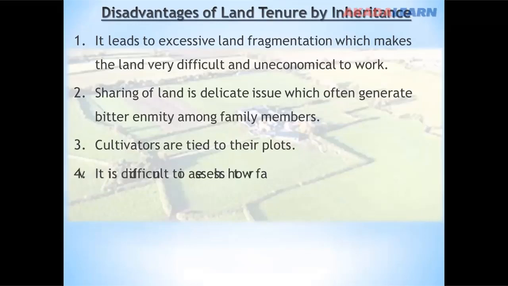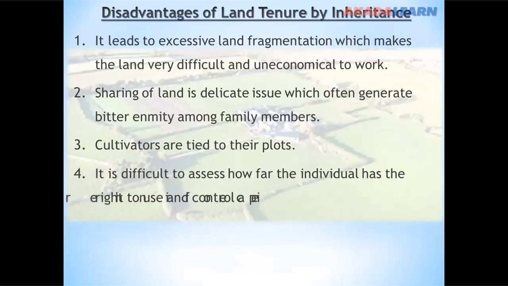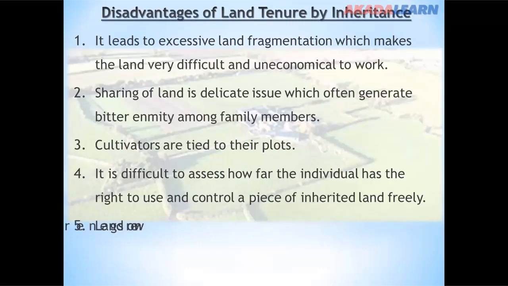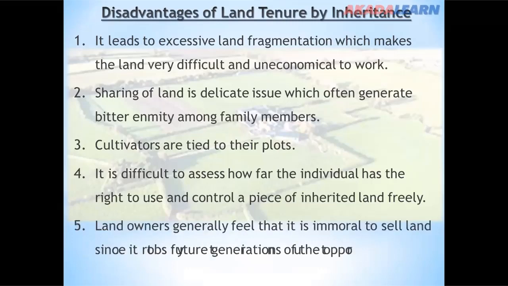It is difficult to assess how far the individual has the right to use and control a piece of inherited land freely. Landowners generally feel that it is immoral to sell land, since it robs future generations of the opportunity to inherit the land.